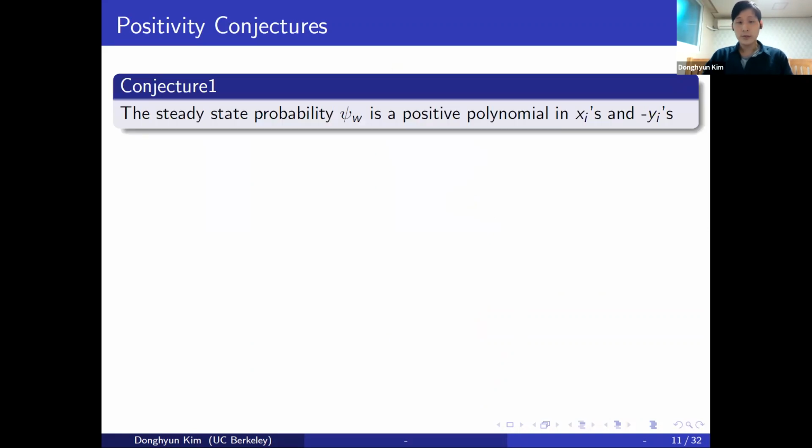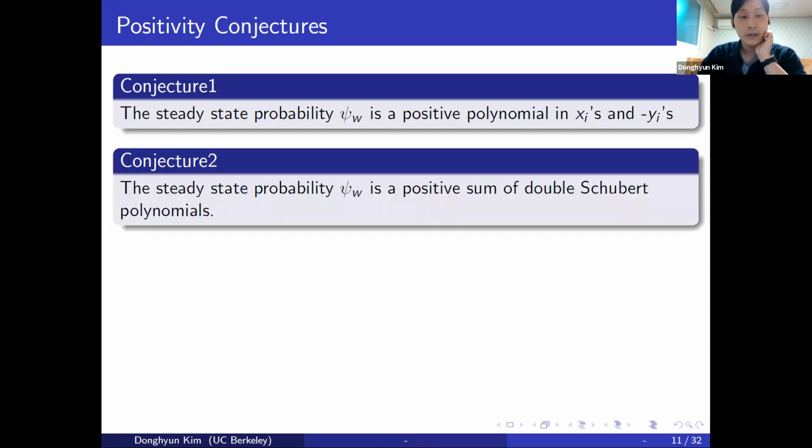Okay, and there are two conjectures about the inhomogeneous TASEP. The first conjecture is that the steady state probability psi of w is a positive polynomial in xi's and minus yi's. And conjecture 2 says that the steady state probability psi of w is a positive sum of double Schubert polynomials. And a double Schubert polynomial is known to be a positive polynomial in xi's and minus yi's. Conjecture 2 is stronger than conjecture 1.